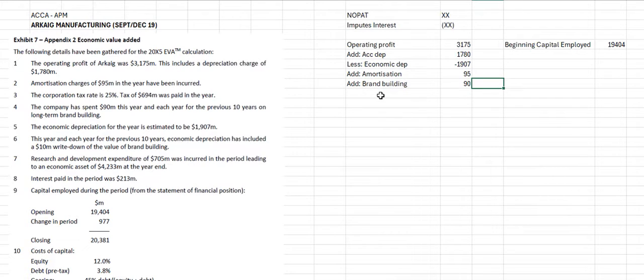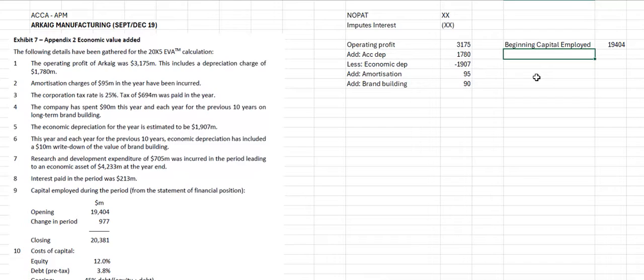90. And then the previous years, not current year, because we are taking year beginning capital employed. So before this year, how many years have they done this? Previous 10 years they have done this brand building, 90 million every year. Over 10 years, it would have been 900 million that they have already spent on brand building, which were earlier expensed each year. But now we say, no, it should be capitalized, which means it should be added to the year beginning capital.